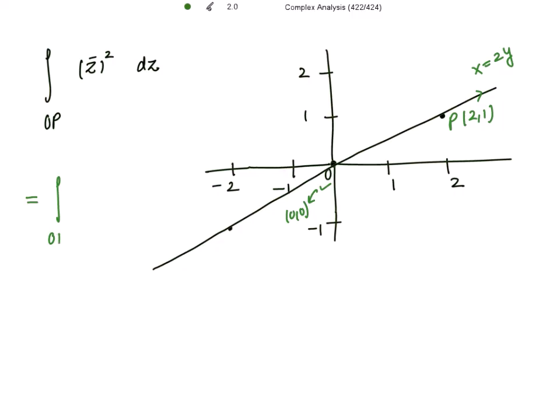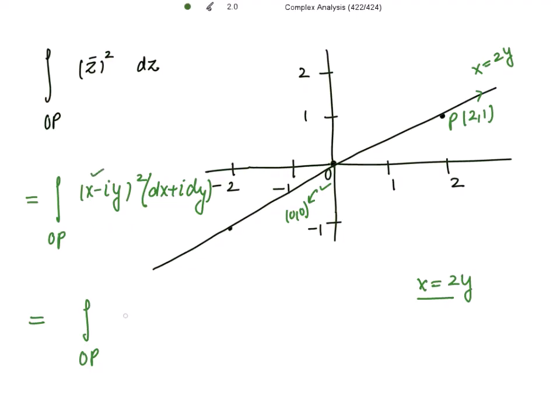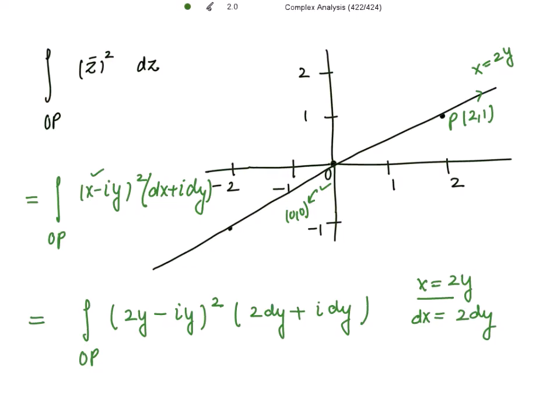So this is writing the conjugate (x minus iota y) whole squared dz, where dz is written as dx plus iota dy. Along the line OP, we have x equal to 2y, so I am going to put x equal to 2y in this step. So this is 2y minus iota y. And what is dx? It becomes 2 dy. So in place of dx, we write 2 dy plus iota dy. Is it okay? Fine? Alright.